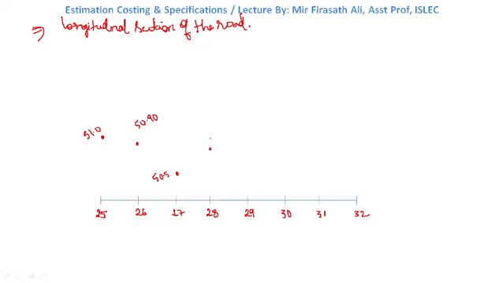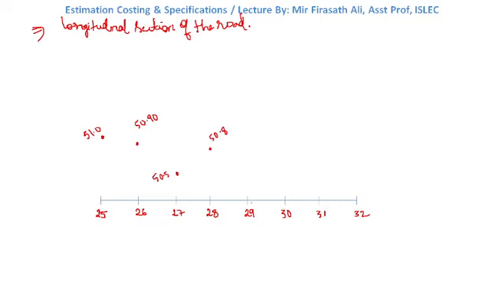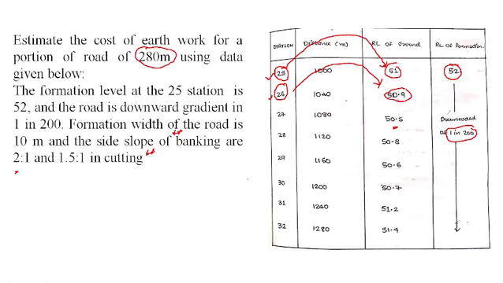This one, 50.8. At 29th station, what we have? 50.6. At the 29th station, just above this I will mark it. Okay, how much is it? 50.6. At 30th station, 50.7.